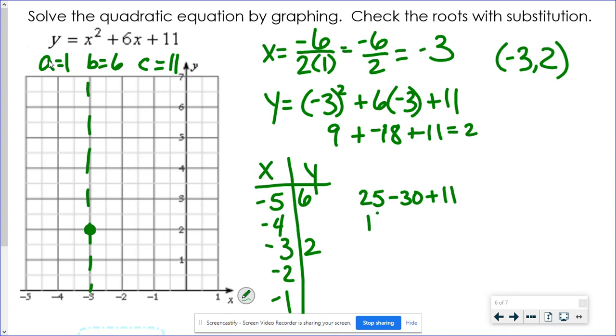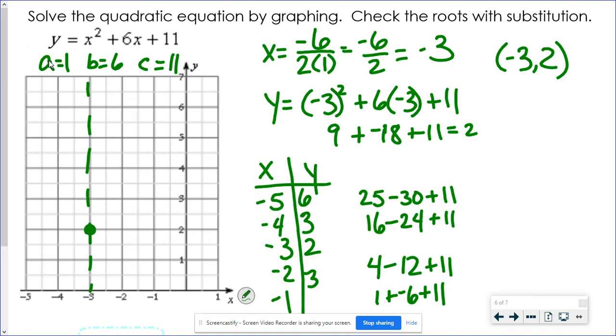Negative 4 squared is 16. 6 times negative 4 is going to be a negative 24. So that's, excuse me, negative 8 plus 11 is 3. When I put in my negative 2, I'll have 4 minus 12 is negative 8 plus 11 is 3. And then negative 1 squared is 1. 6 times the negative 1 is negative 6, so that's a negative 5. Negative 5 plus 11 is 6.